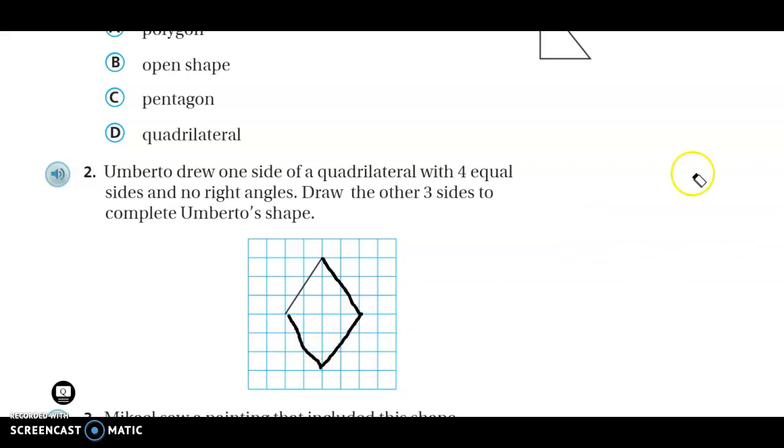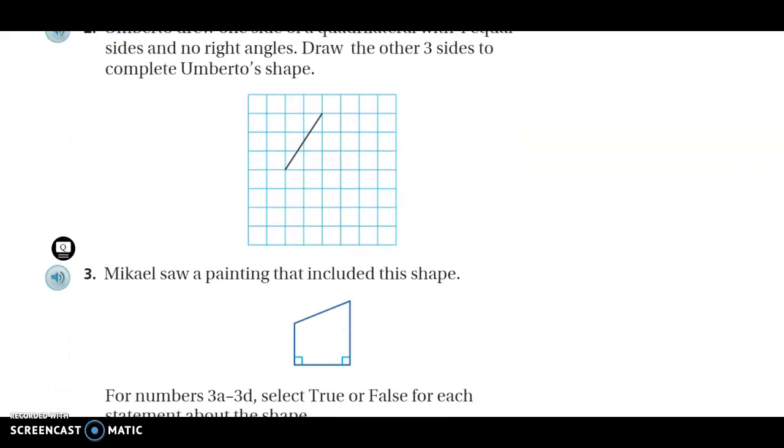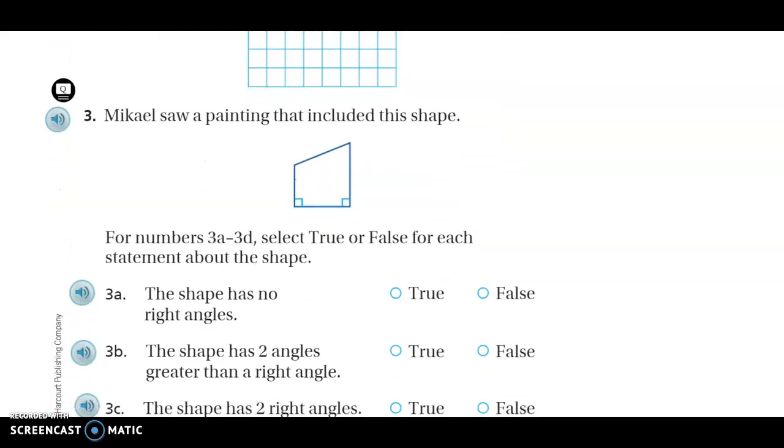And why a rhombus? Because it has to have 4 sides of equal length and has to have no right angles. That's the only shape that meets the requirement. Only shape. 4 equal sides, no right angles, has to be a rhombus.